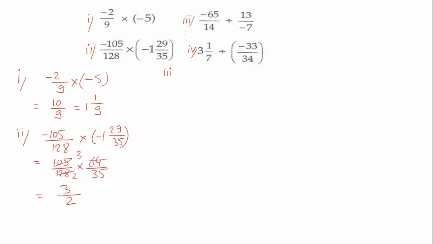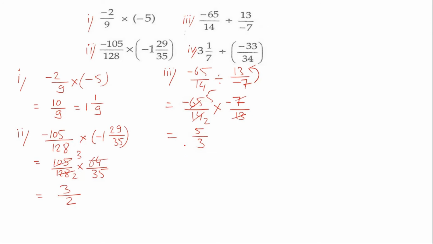Number 3 is to divide. That means minus 65 by 14 divided by 13 by minus 7. So when you get divided by symbol, what you have to do, you have to convert it in multiply, and this rational number will get reversed like minus 7 by 13. Now let us deduct it. So first work is to multiply the symbols. Minus minus is plus. It will be 5 by 3.